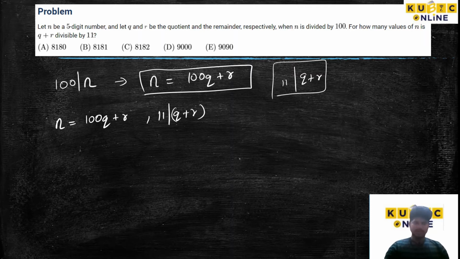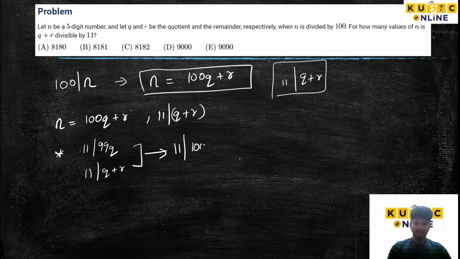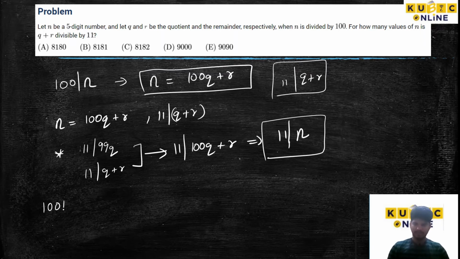So what can we do here? One way is I can think of 11 divides 99q, correct, and 11 divides q plus r as well. So if we combine these, what will we get? We will get that 11 divides 100q plus r. This is the same as 11 dividing n. So 11 divides our n. So we have to find all the 5-digit numbers divisible by 11. So the first such number is what? 10010, and the last such number is how much?